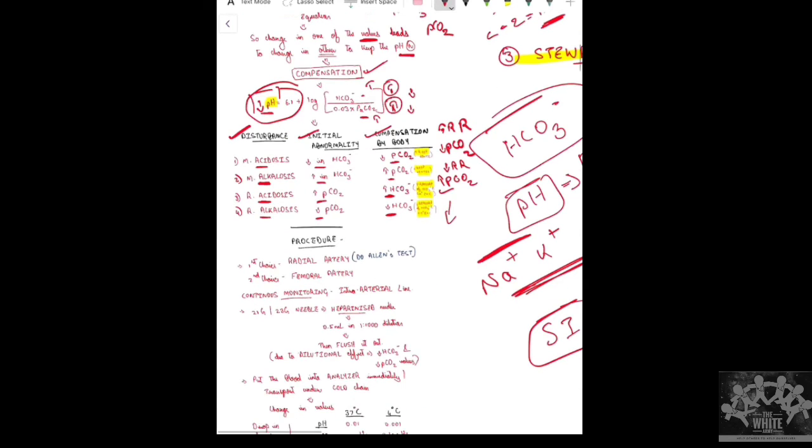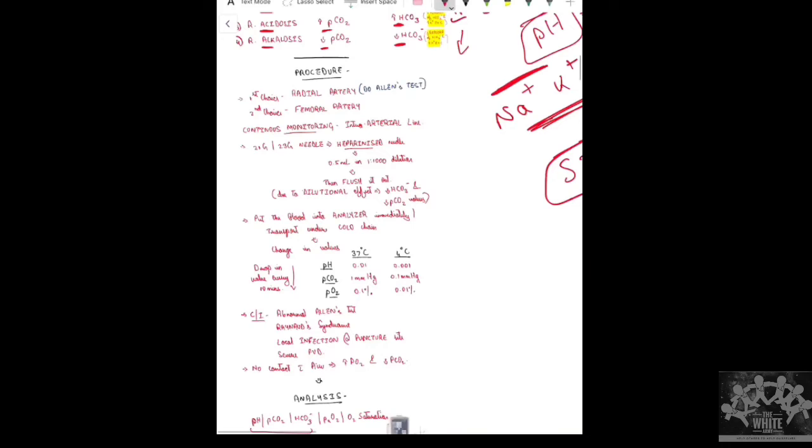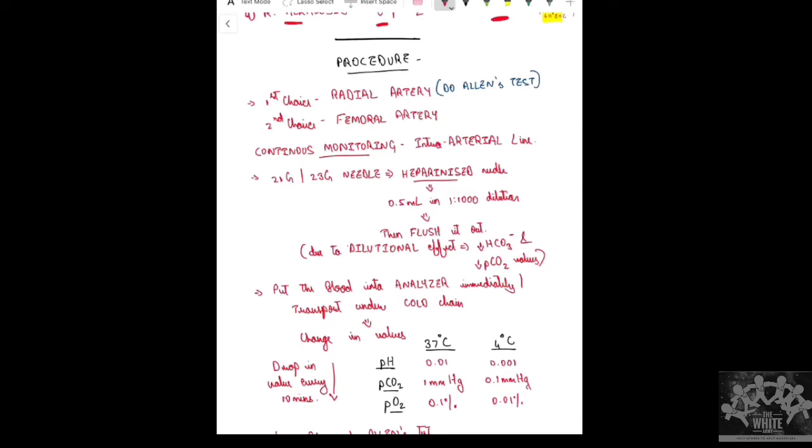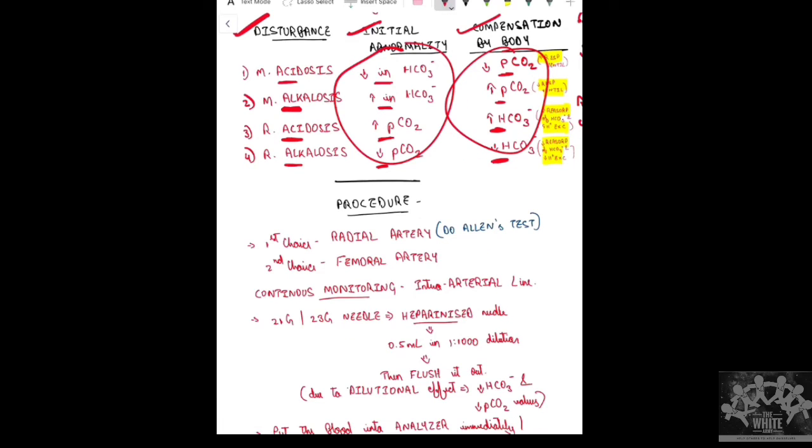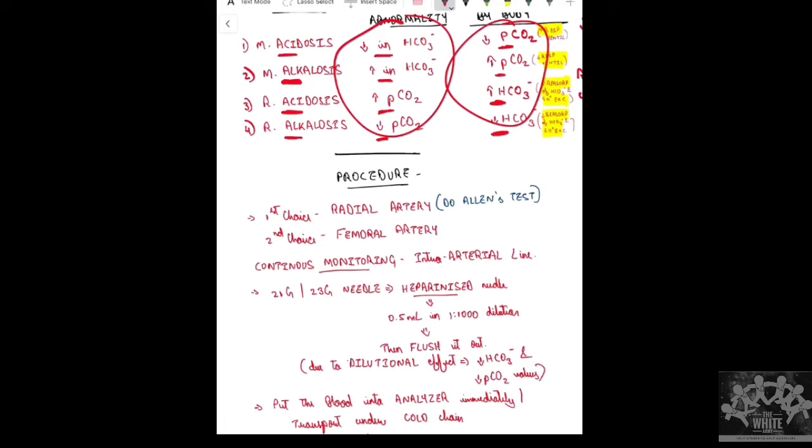Okay. So now coming to ABG, how do we do ABG? What is the use of ABG? To detect these abnormalities, to diagnose what the disturbance is, we do ABG. What is the procedure? First, we'll have to draw the blood. We draw arterial blood. It is arterial blood gas analysis, not venous. So we have to draw arterial blood.